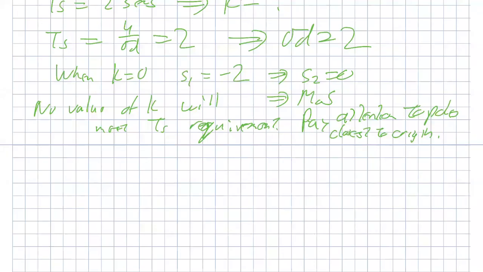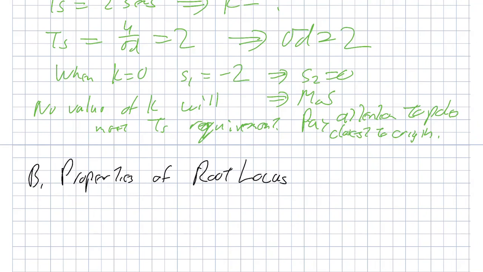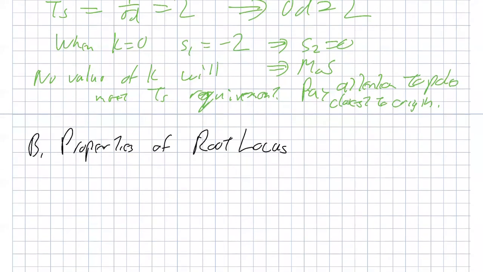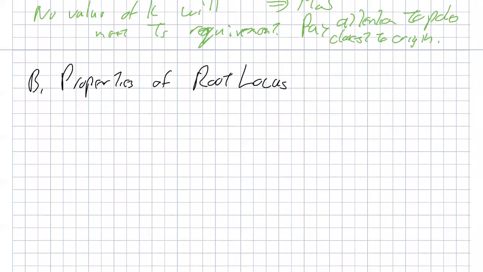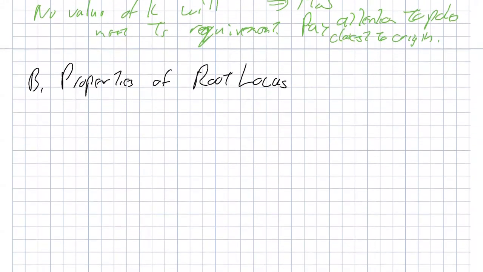Okay, so what we're going to look at next are some properties of a locus. These are some general properties so we don't have to do the calculations each time. This will allow us to quickly sketch a locus so we have a good idea how the closed loop poles are going to change. To give you an understanding, we'll look at another example.